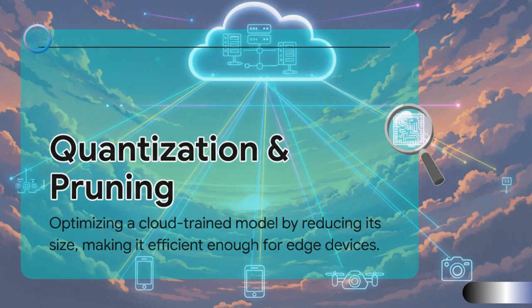Quantization is basically reducing the numerical precision. Think of it like turning a giant high-resolution photo into a much smaller but still perfectly clear JPEG. And pruning is where you go in and snip away all the redundant connections in the neural network. The whole process is kind of like taking a dense 500-page academic paper and editing it down to a crisp 2-page summary that gets all the key points across efficiently.